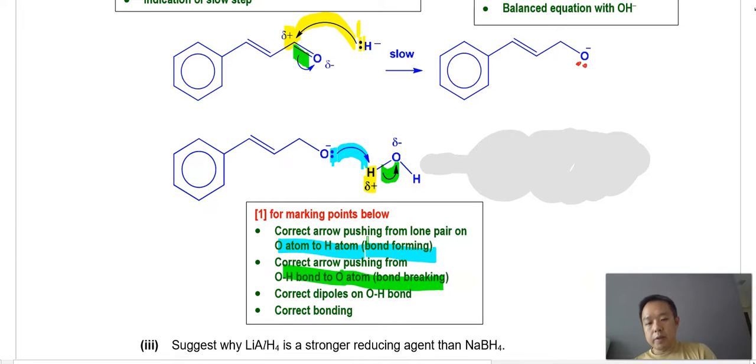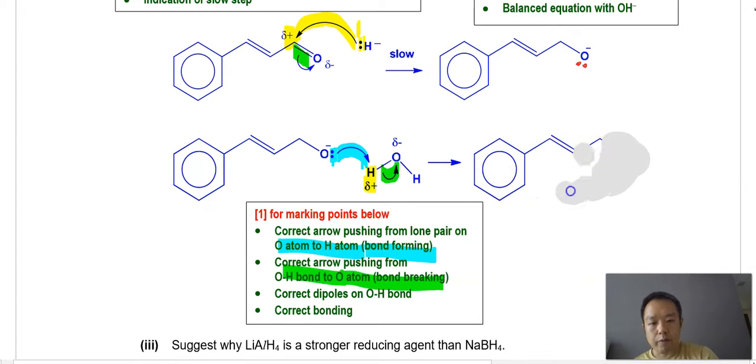And again, why do we need to include dipoles over here? We need to include dipoles to indicate where the electrophile is. The nucleophile is quite obvious because of the lone pair. Then we need to indicate where the electrophile is, which is usually indicated with a delta plus. And once you have that, we form our product, which is the primary alcohol. And take note, what does the O become? O gaining an electron will become negatively charged, and therefore you get OH minus as a byproduct.